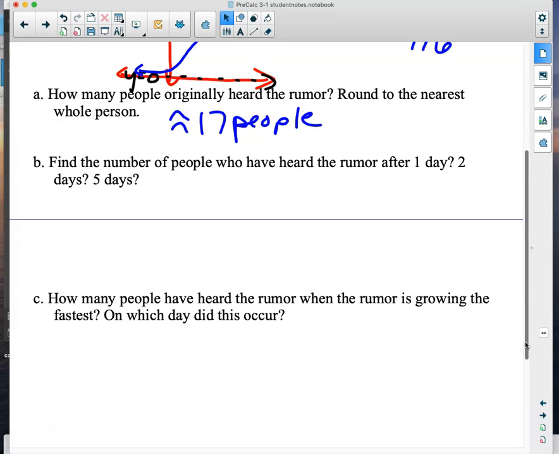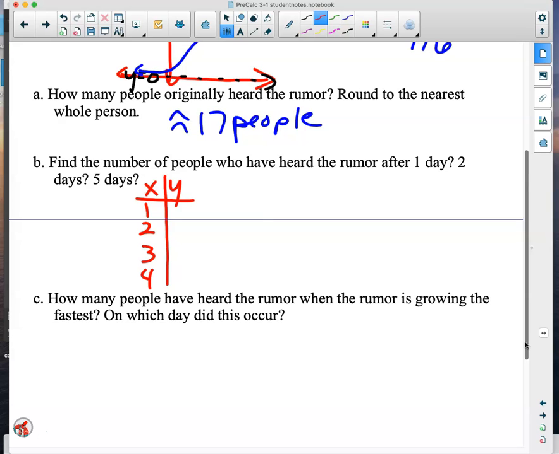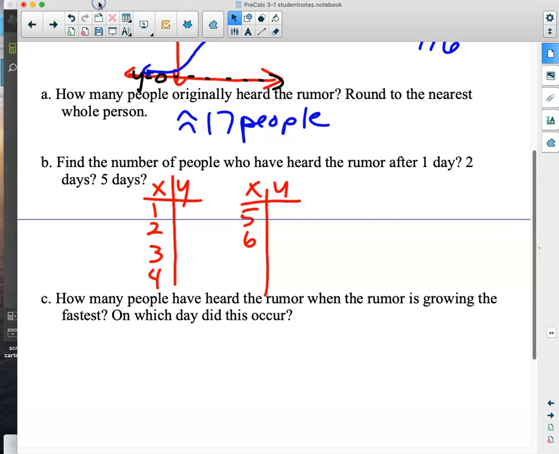B says, find the number of people who've heard the rumor after day 1, day 2, 5 days, just to get us to see what's happening with that growth. And my first thought is, well, that's what we see when we're working with the table. So maybe we'll just do 1, 2, 3, 4, 5, and 6. And we'll round those to the nearest person.